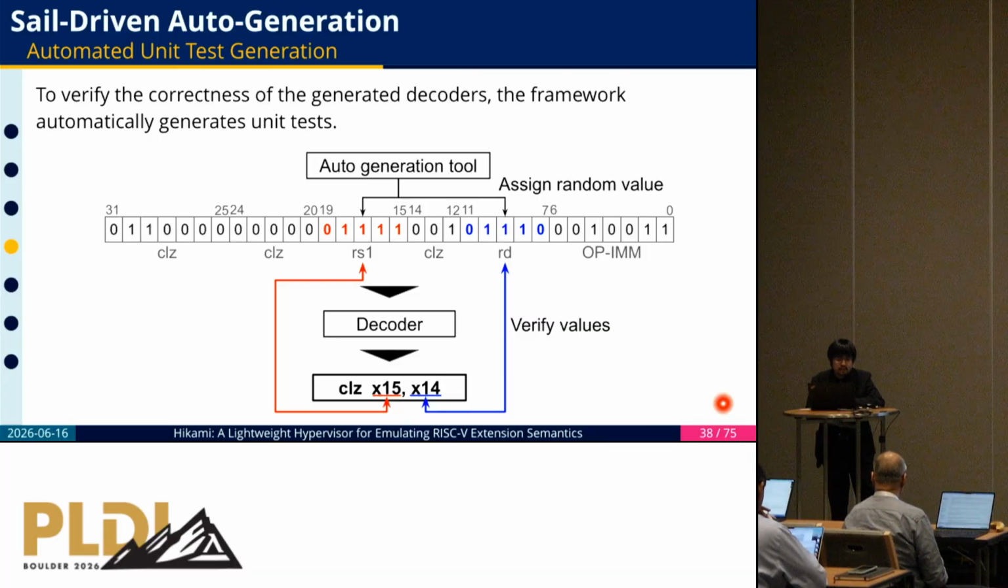And finally, we generated automated unit tests to verify the decoders. The framework synthesizes instructions with random operands, encodes them according to the specification, and then checks if the generated decoder can correctly parse them back. This provides an additional layer of assurance for our implementation.